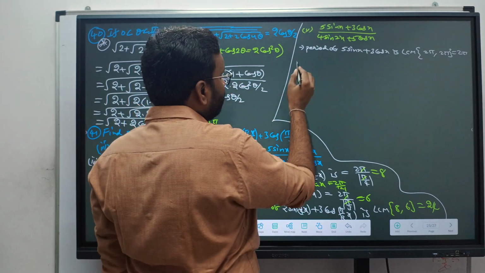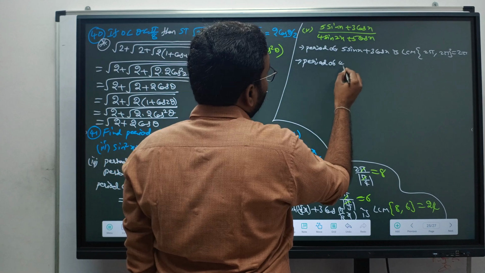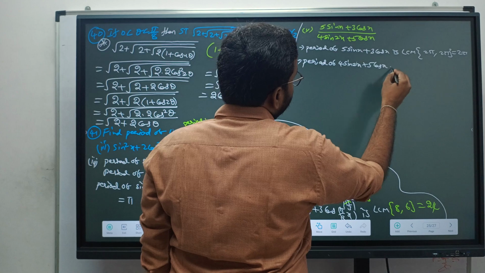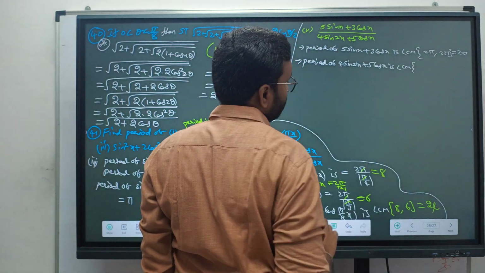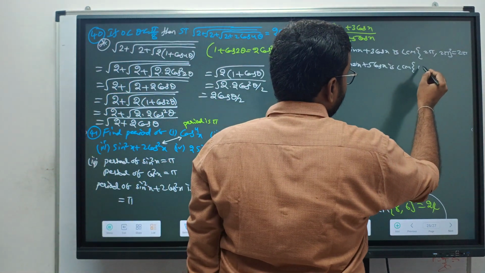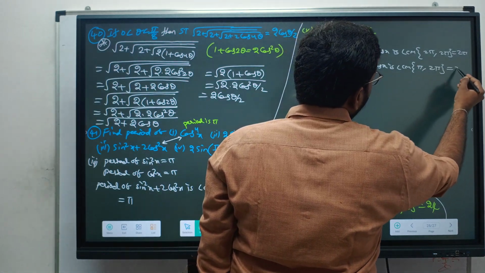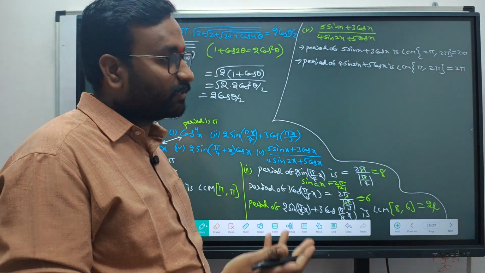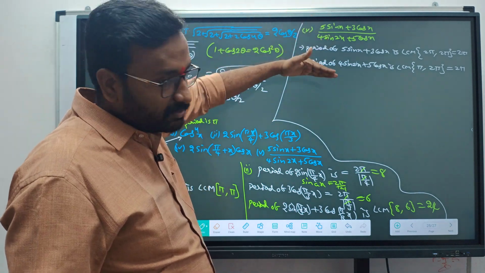Now come to the denominator. The period of 4 sin 2x plus 5 cos x is the LCM of the periods of these two. The sin 2x period will be 2 pi by mod 2, which is pi. Pi comma, and this is 2 pi. So the LCM will again be 2 pi. Now this is for the numerator, this is for the denominator.